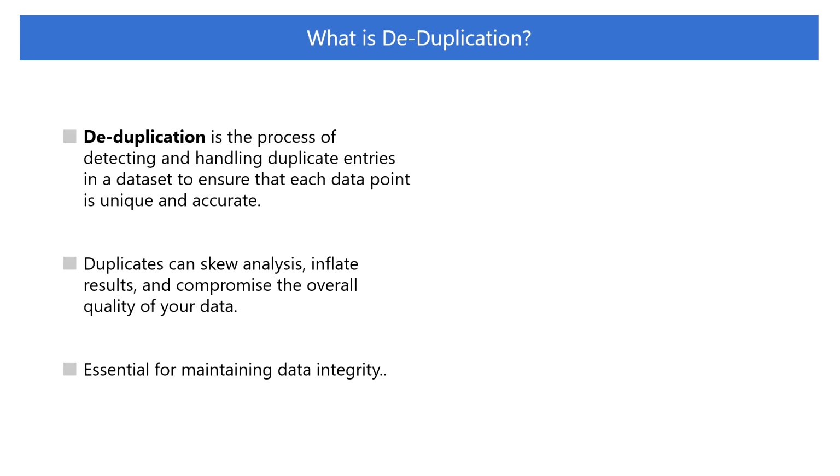De-duplication is the process of detecting and handling duplicate entries in a dataset to ensure that each data point is unique and accurate. It is necessary because duplicates can skew analysis, inflate results, and compromise the overall quality of your data. So, de-duplication is essential for maintaining the integrity of your data, especially in fields like customer relationship management, inventory systems, or predictive analytics.